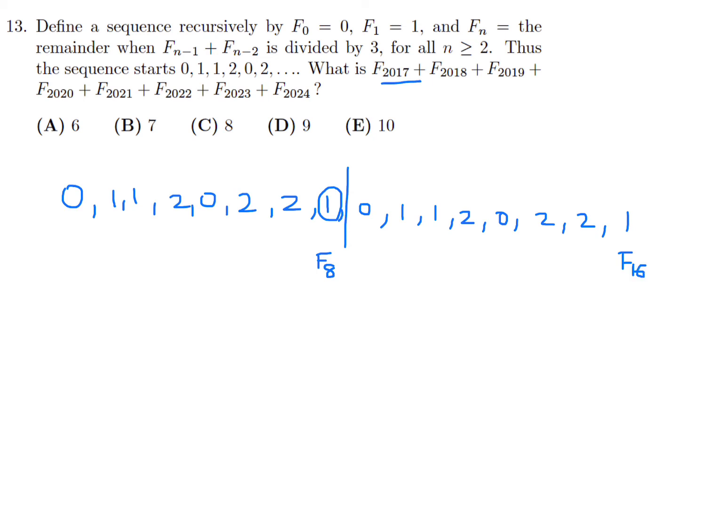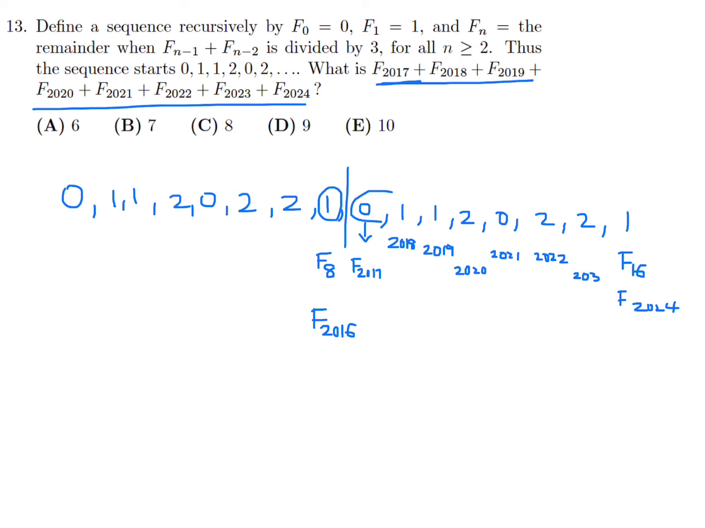But one before it, 2016, is obviously a multiple of 16. So that will be 1. And then therefore this guy will be f at 2017. This will be 2018, 2019, 2020, 2021, 2022, 2023, and finally f at 2024. So this sum right here is really just adding up these numbers. And when you do, you get 9. So number 13, the answer is D.